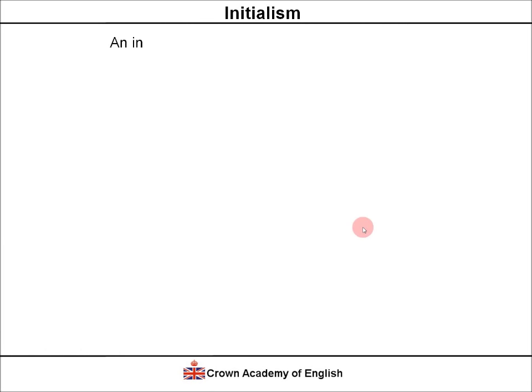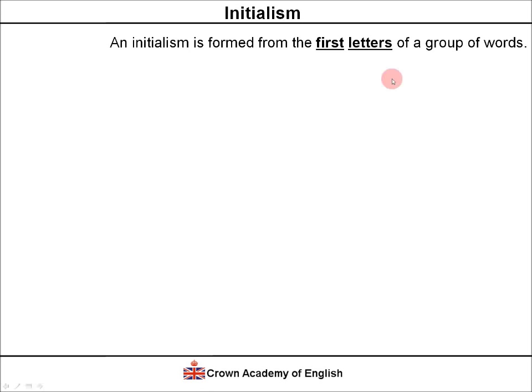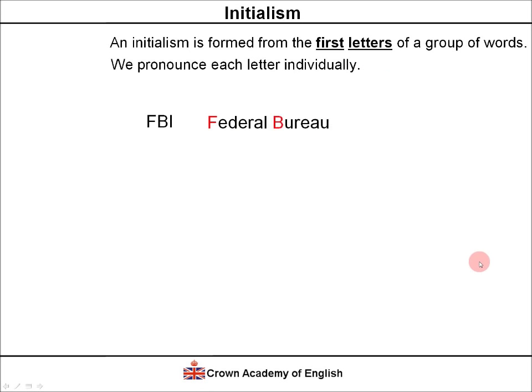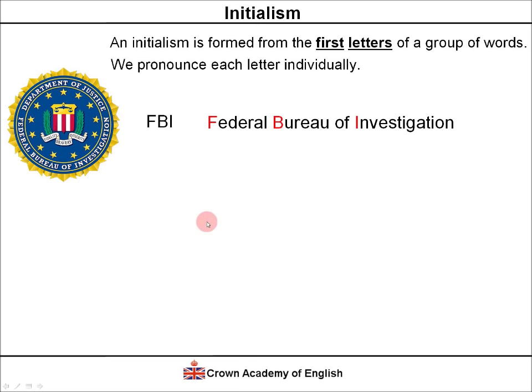First of all, initialism. An initialism is formed from the first letters of a group of words. And we pronounce each letter individually. Separately. So here is a very good example. The full phrase is Federal Bureau of Investigation. And the abbreviation is FBI. FBI. So notice we pronounce each letter individually. And each letter represents the first letter of the full phrase. So this is an initialism.